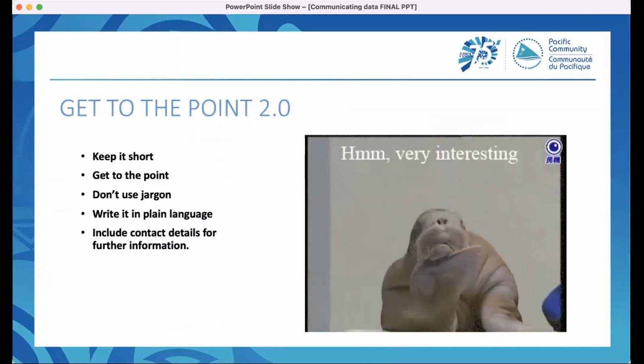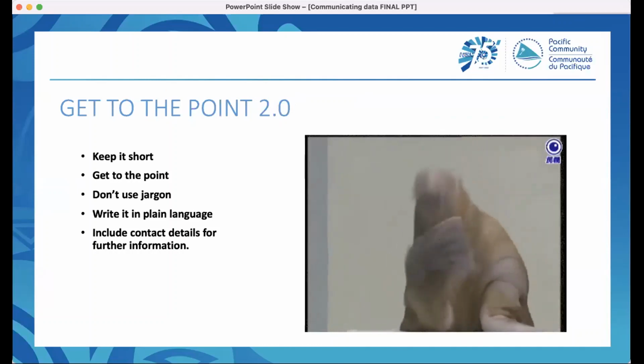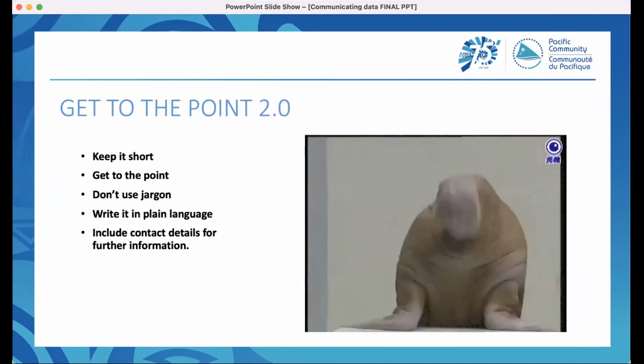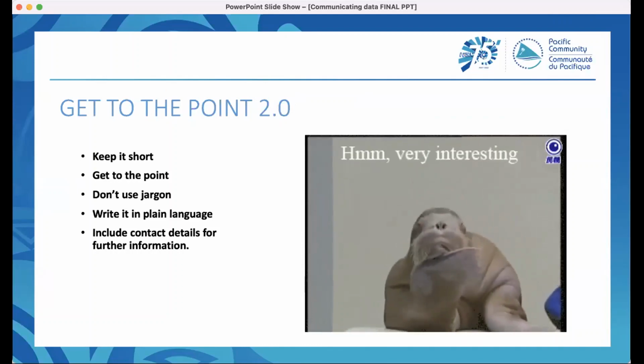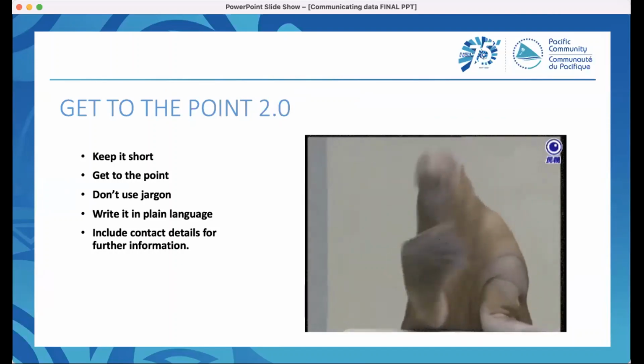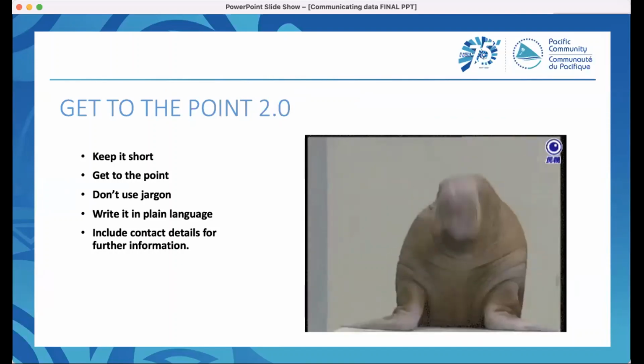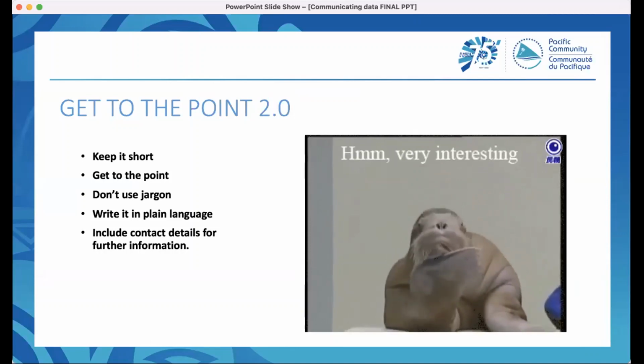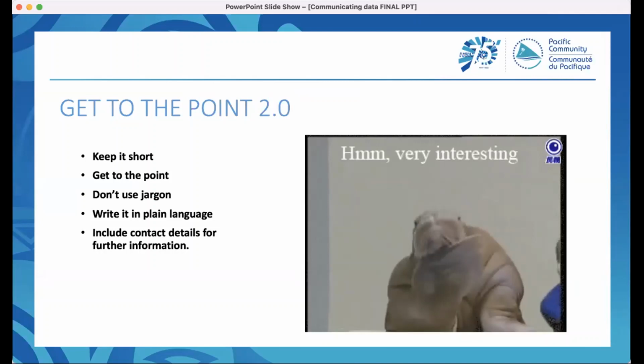So to summarize, keep your media release short, get to the point. Don't use jargon or acronyms. Explain and use the most plain, simple language that still does justice to your data or your story. And always include the contact details of someone who can be reached for further information.